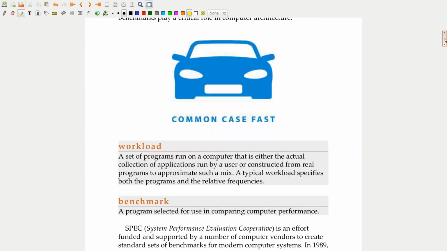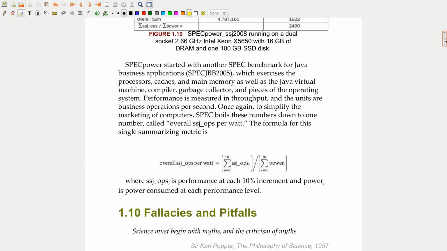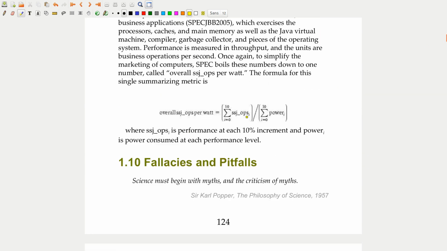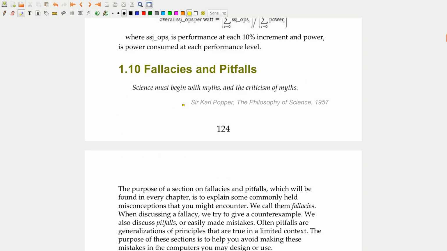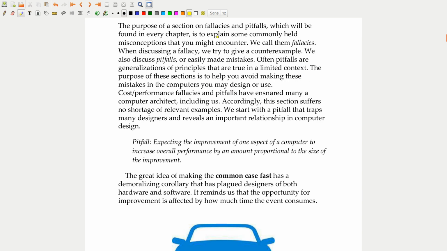Okay, so that's just benchmarking the i7. Okay, fallacies and pitfalls. So this is the last thing we'll go over. The purpose of this section of fallacies and pitfalls, which we find in every chapter, is to explain some misconceptions that you might encounter. So fallacies. And then we also discuss pitfalls, or easily made mistakes.